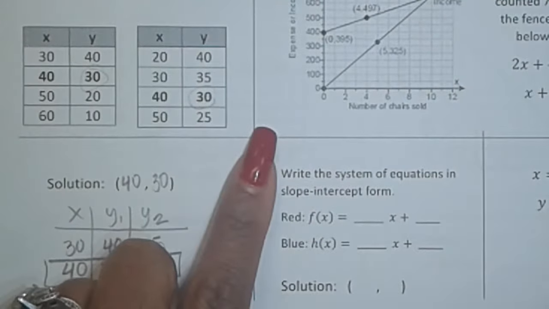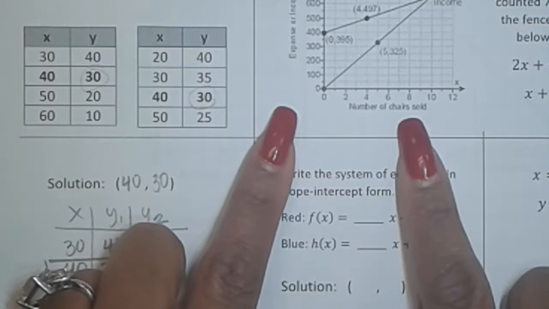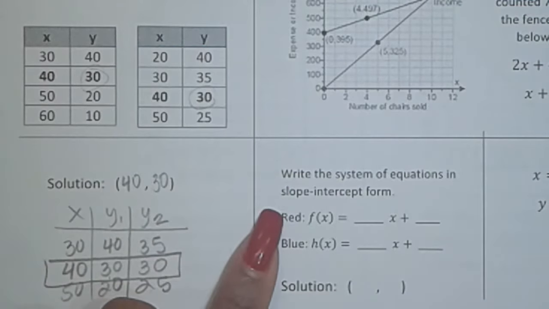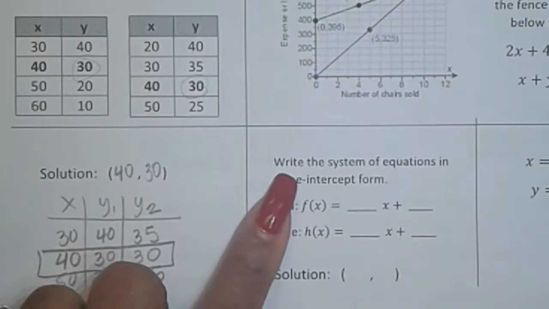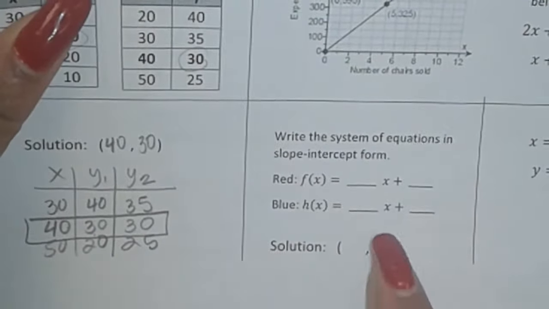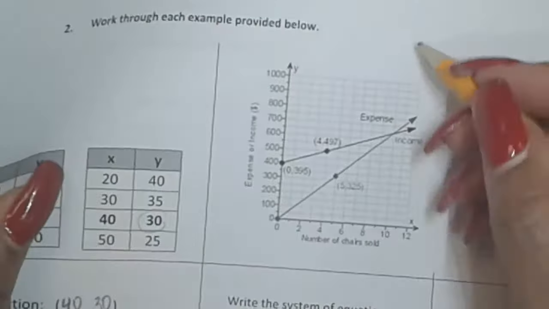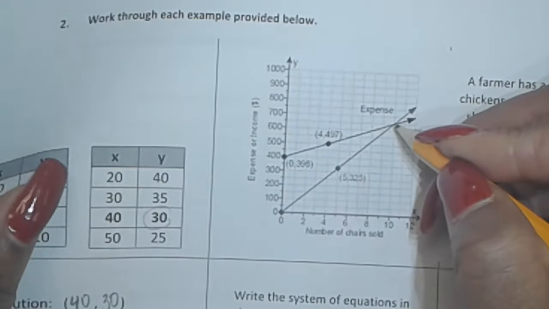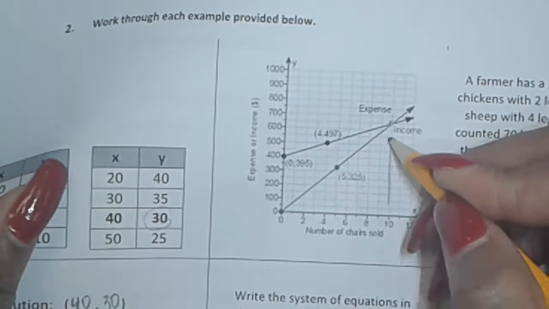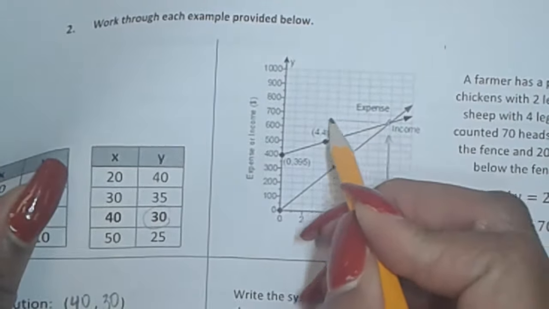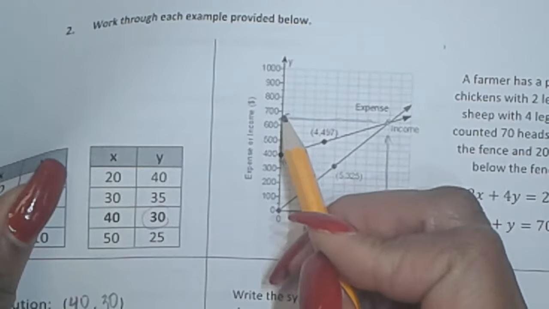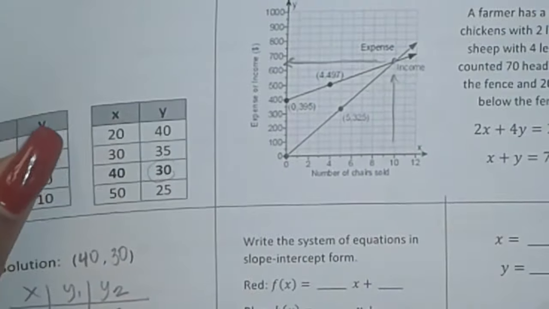Now, let's go over here and take a look at the next example. We have a graph. It's talking about the expense and the number of chairs sold. Write the system of equations in slope-intercept form. Okay, I don't need to do that to answer the question, though. That's extra. So real quick, let's just look for the answer. And it's right there where they cross. So the answer would be 10. And that's halfway, so 650.